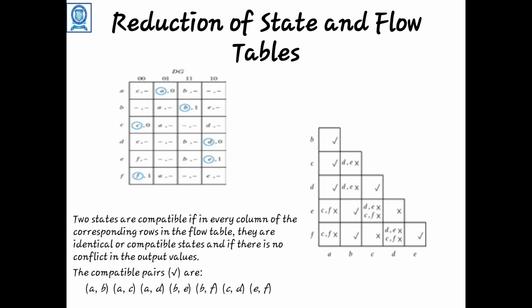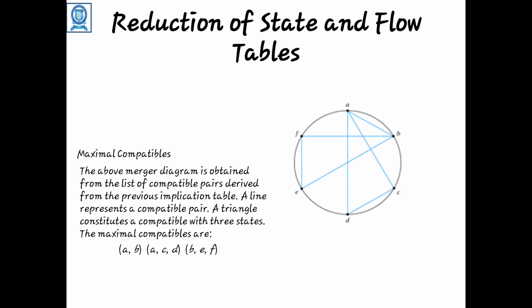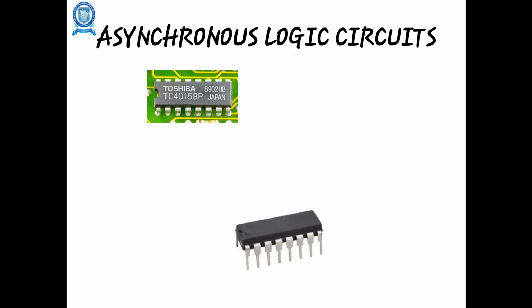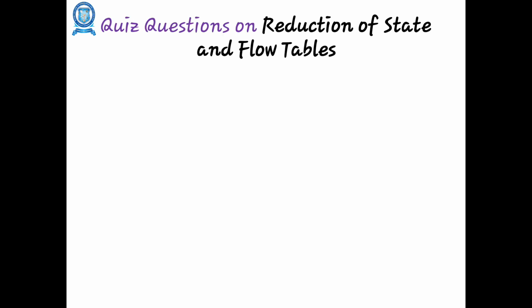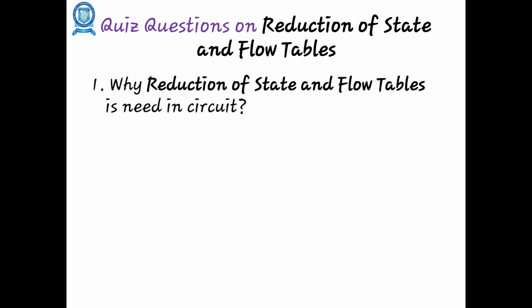Two states are compatible if, in every column of the corresponding rows in the flow table, there are identical or compatible states and there is no conflict in the output values. So there will be a tick mark. The reduction of state and flow tables is calculated by this merger graph. Each and every state is connected with these lines. It can be avoided if it repeats, or otherwise we can find the final reduced table. So that is the asynchronous logic circuit. The state tables and flow tables are reduced to make the circuit design easier. Thank you.